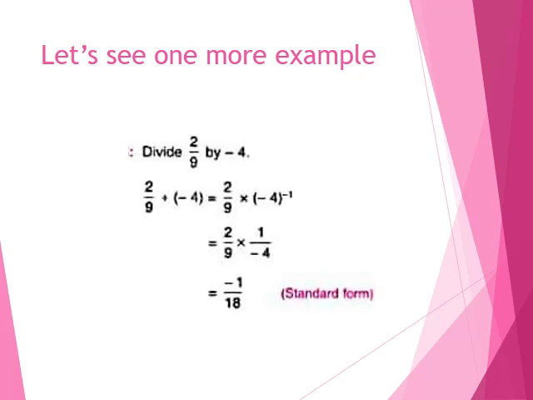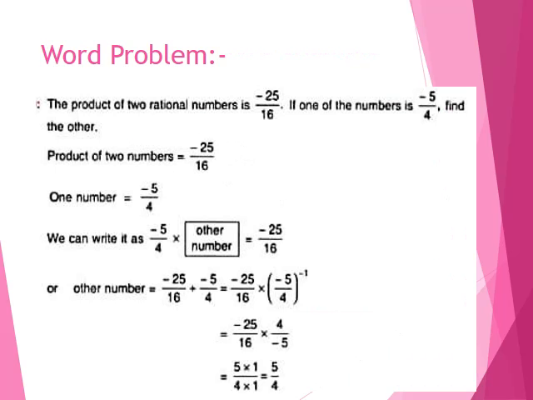So in this way, while dividing two rational numbers, again I am repeating, for the second number you have to take the reciprocal, and reciprocal means only you have to change the position of the numbers. The numerator becomes the denominator and the denominator becomes the numerator, not a change in the sign. The sign never changes. If it is negative, it stays negative, and if it is positive, it stays positive.